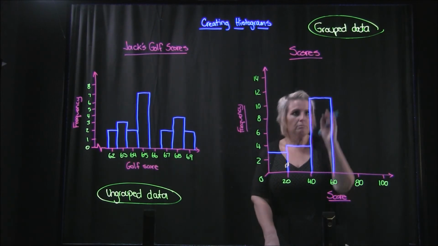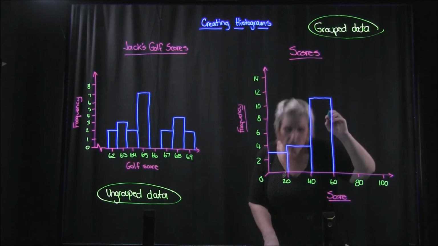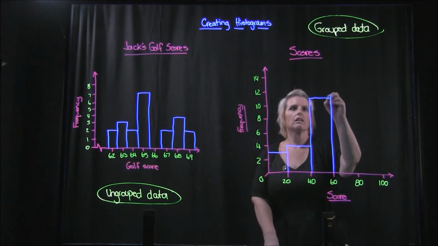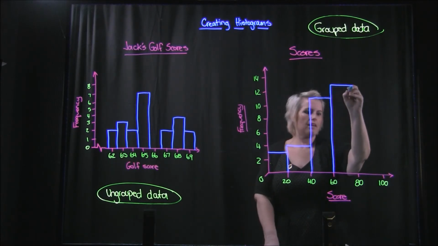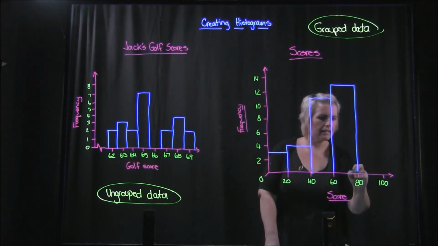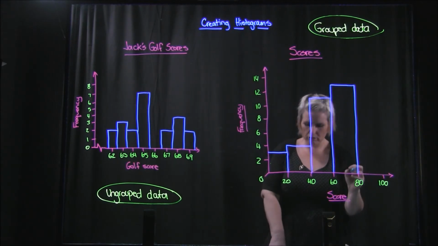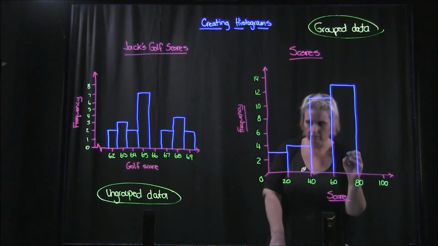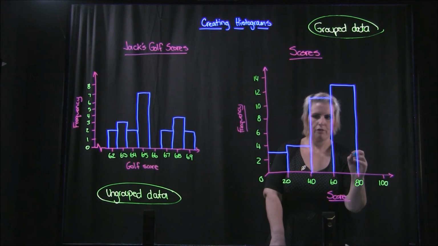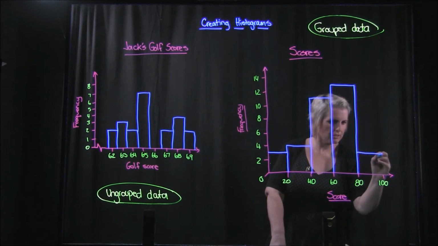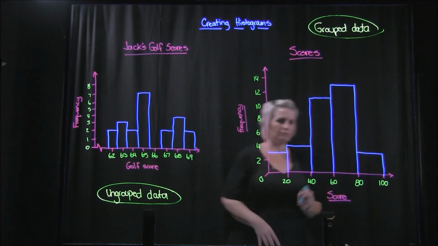60 to 80, much better score. We've got 13. It's about there, all the way to 80. And 80 to 100, we head back down to 3 people with a score of 80 to 100.